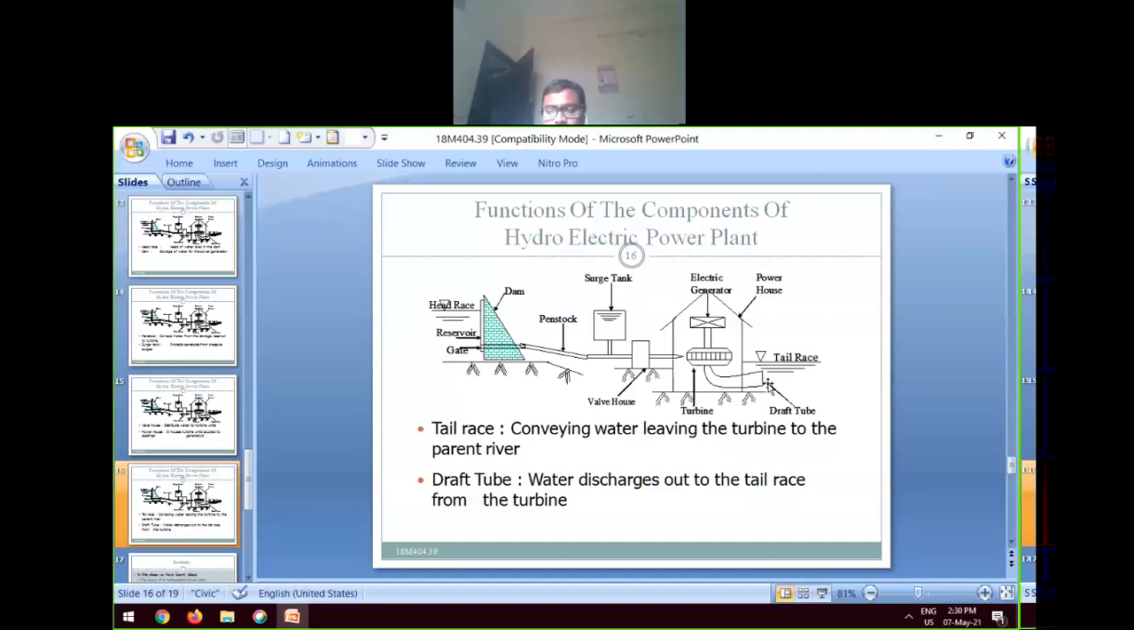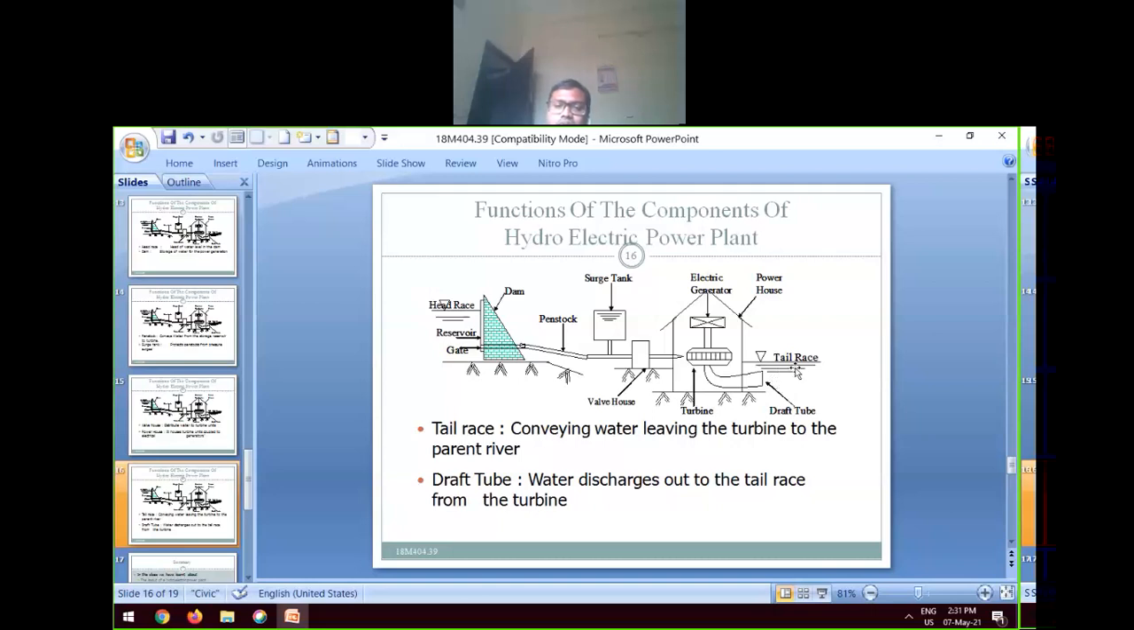So the water should be stored, and it should flow out using some passage. Okay, if such a passage is not created, the water will be jammed and it will create some problems at the powerhouse. So the entire water should leave the turbine, and it can be reused again, so that after reaching the tail race, the water will be pumped back to the parent river.